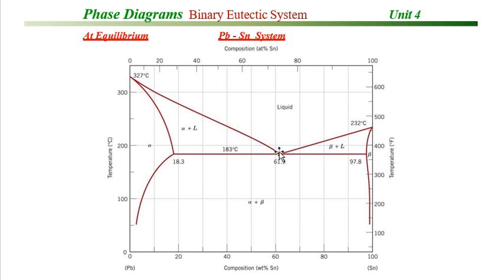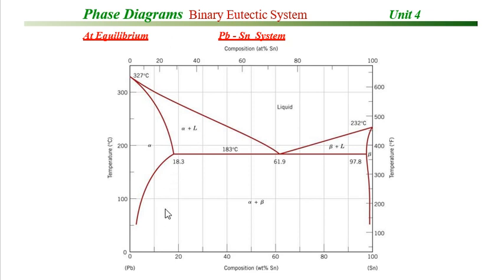So at 61.9, if you increase the temperature by 1 degree Celsius, which means 184 or 185, you will observe it as a liquid. If you decrease it by a few degrees, you will observe it as a complete solid. Alpha will be the symbol used for metal A, which is lead, and beta will be the symbol used for metal B. So alpha and beta indicate solid phases, and liquid will be indicated with capital L, as shown here.